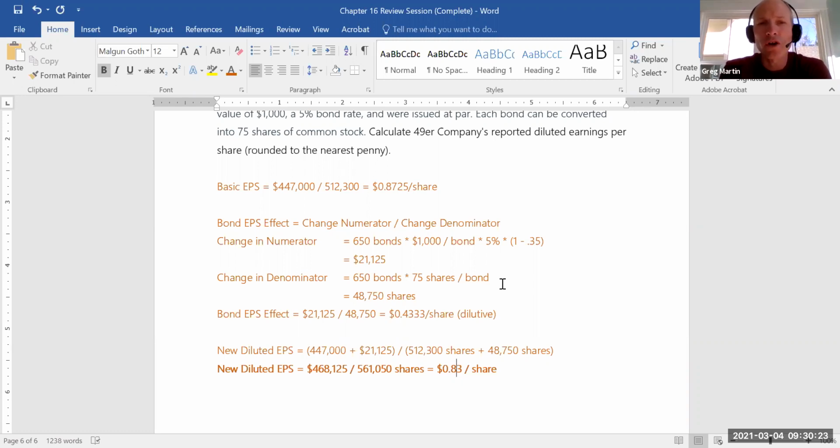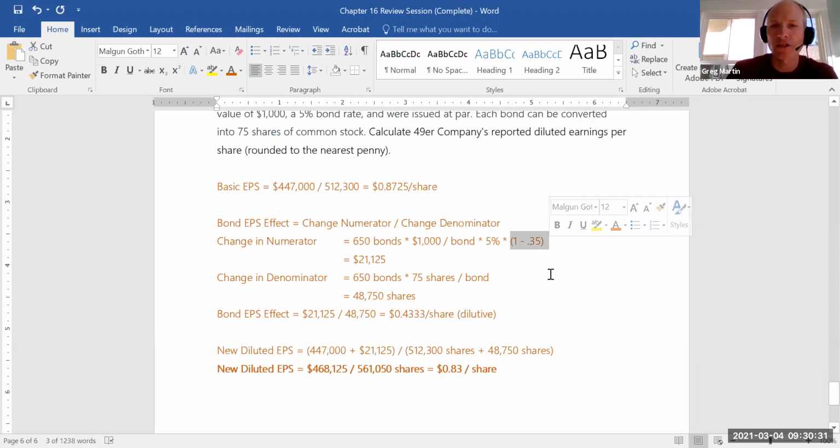And the preferred stock conversion is handled pretty much the same as a bond conversion, except for with the preferred stock conversion, you do not have an after-tax adjustment because the preferred stock comes after taxes anyway. So you don't have this 1 minus 0.35 adjustment. Only with bonds do you include that. And that's important, by the way, because I do see that mistake often with students.